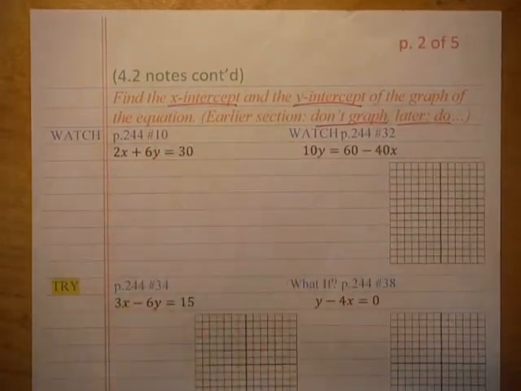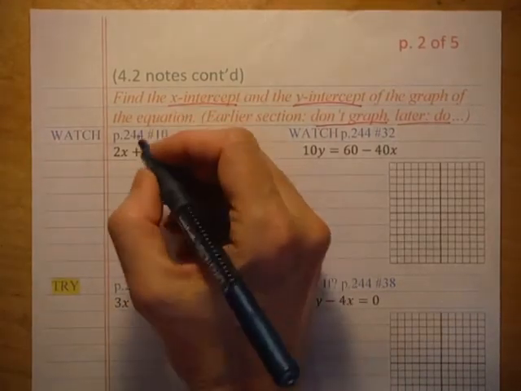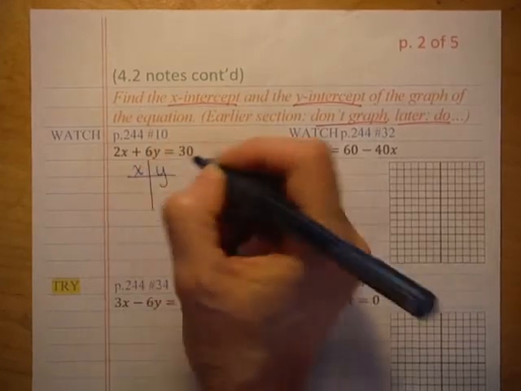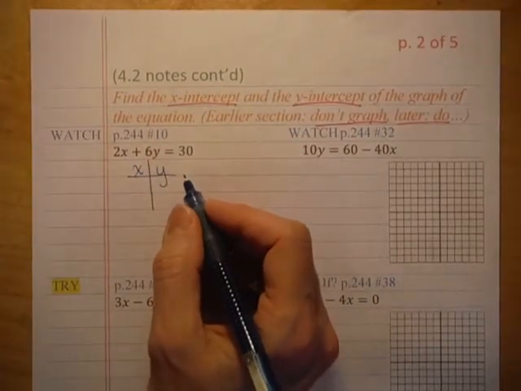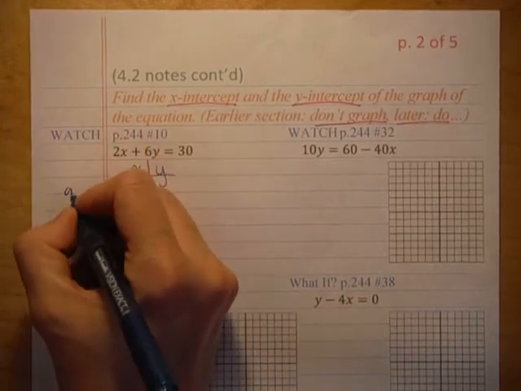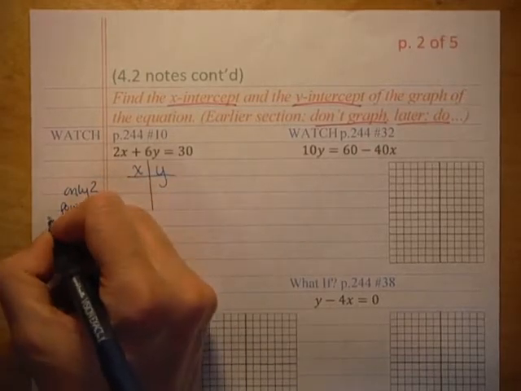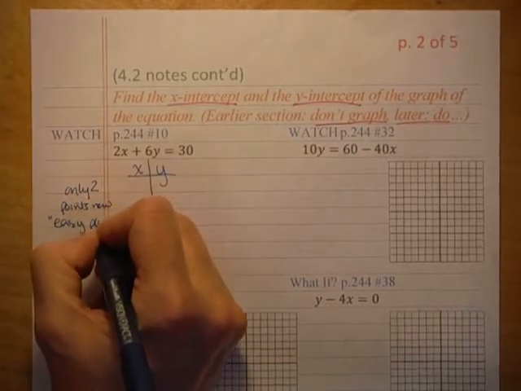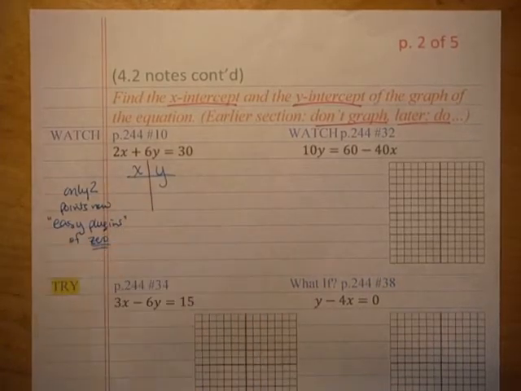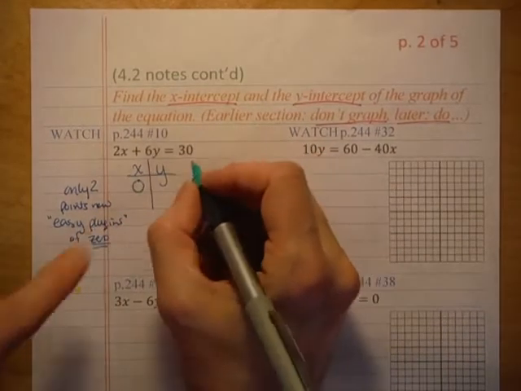So let's start here at number 10. 2x plus 6y equals 30. So we're still in that process of making a table. We won't always be making tables. We're going to get more and more efficient as the chapter goes on. But for now, we'll start by making a table. Notice it's only 2 points. And we're going to go for the easy plugins of 0. So first we're going to start by putting 0 in for x.